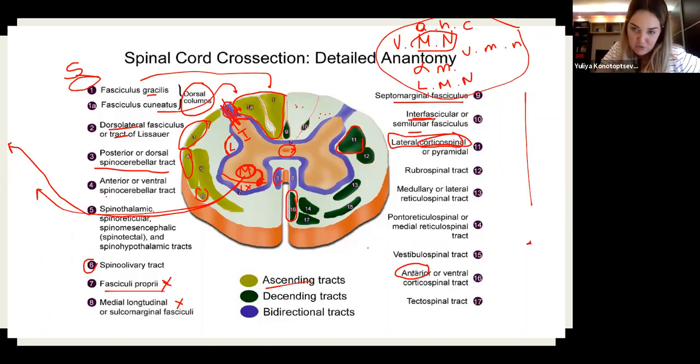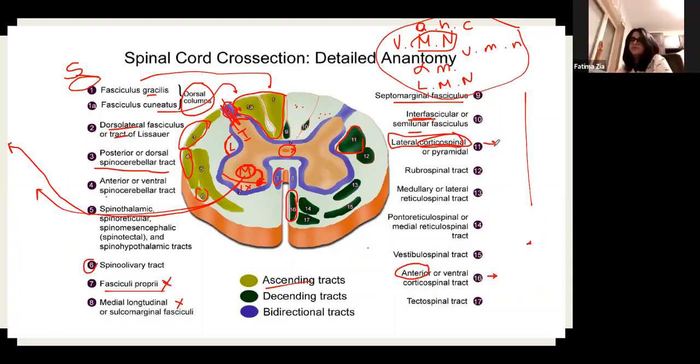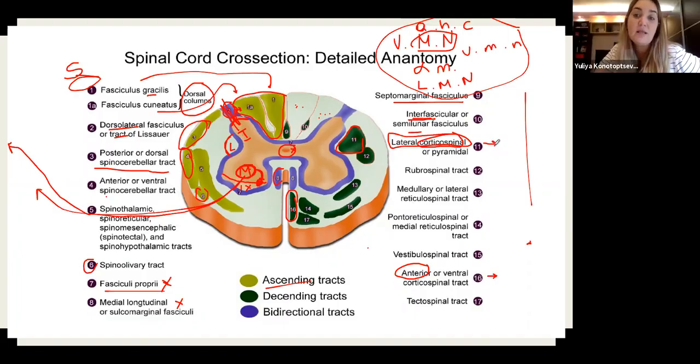Anterior corticospinal tract is responsible for innervation of the muscles of your trunk. So skeletal muscles of your trunk. Lateral corticospinal tract is responsible for motor innervation of your limbs. So hands and legs. Which one do you use more? Limbs. So which tract is more active? Lateral corticospinal tract, yes.